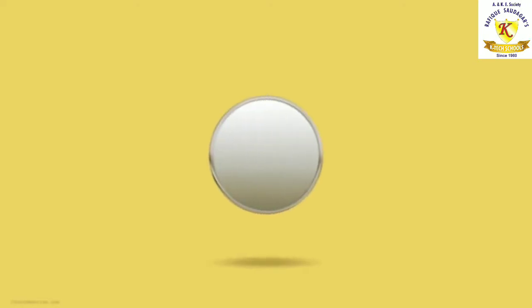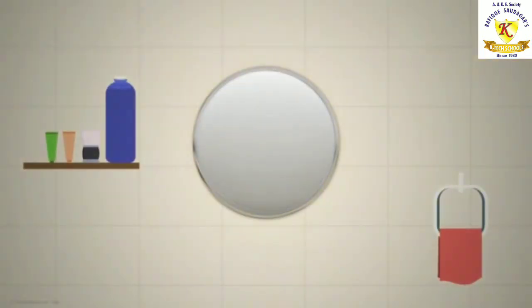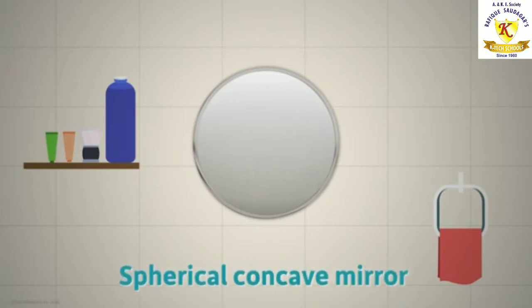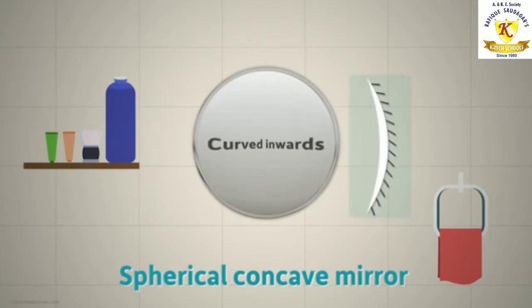What are the types of mirrors you have seen, children? Have you seen this type of mirror? Well, you must have seen it on the stand in your bathroom or maybe hung up on the wall. This is not a plane mirror. Try to move your hands over it and you will notice this is called a spherical mirror. More precisely, spherical concave mirror. It is curved inwards.